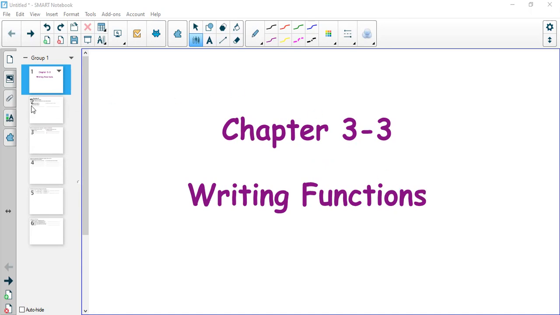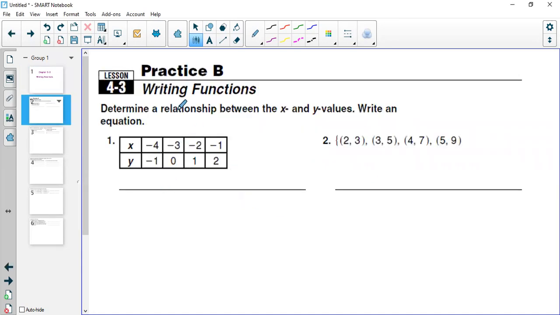So let's get started. The first question here, they want you to determine a relationship between the x and the y values, write an equation. What they mean here is we need to find out what has happened between these two numbers, because that means there is a function, because you can see the value of x is not repeated here, right? So we need to find out how did this value of x result in the value of y, or how is this value of y result in the value of x. Both of them mean the same but in opposite ways. So do keep this small tip in mind.